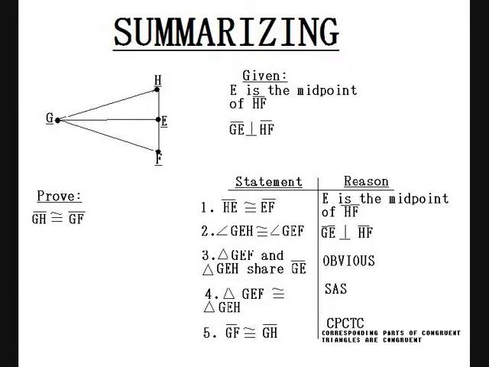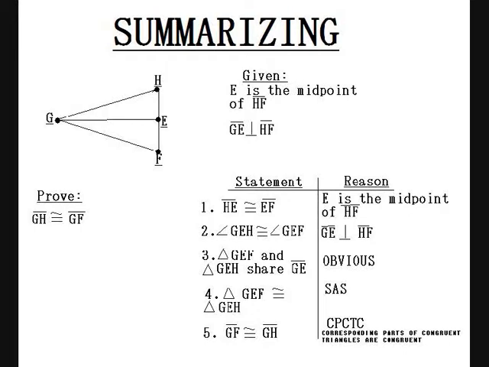Now we're going to summarize the big ideas. So today we were proving that line GH is congruent to line GF. What was given was that E is the midpoint of line HF, and that line GE is perpendicular to line HF. Now the steps or statements.